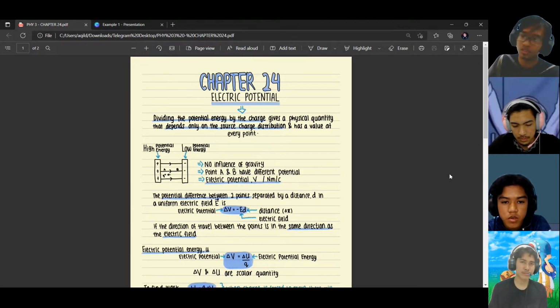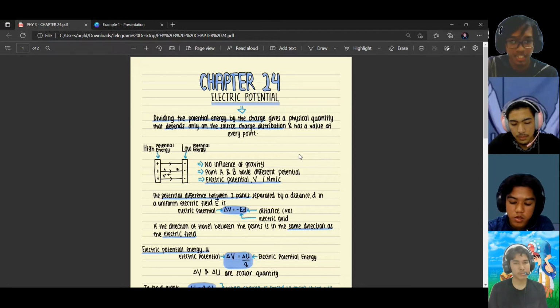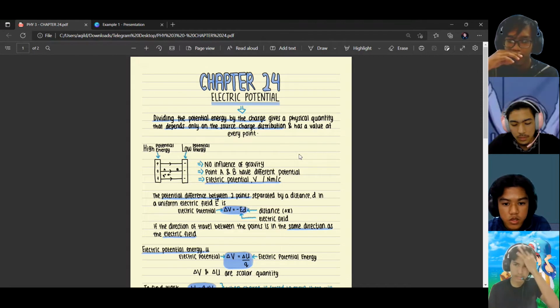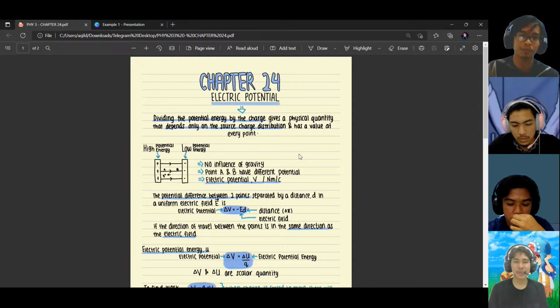Okay, so let's move on to this figure that has positive charge and negative charge. At positive charge it has high potential energy and negative charge low potential energy. So it can be concluded it has no influence of gravity. That's the first one. Second one is point A and B have different potential. As I said just now, at every point it has a certain value. And the last one, electric potential, V. Its unit is Newton meter over Coulomb. Okay, let's move on to the other one.